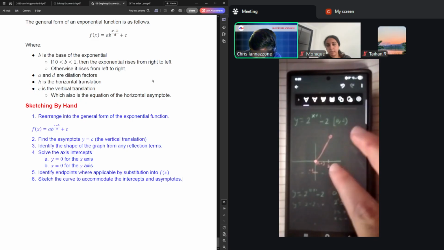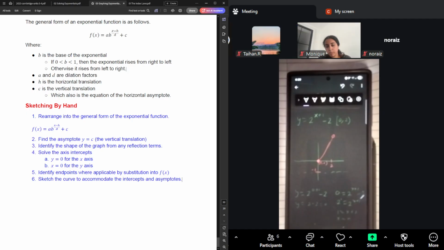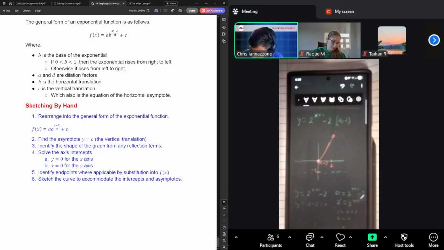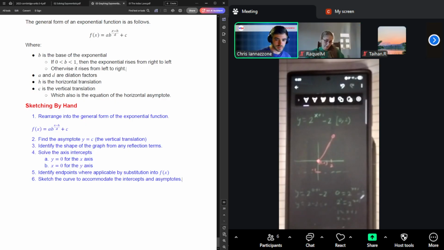Cool. That was obviously one of the simpler ones. We did kind of look at a decent amount, which was getting your head around the reflection terms in conjunction with the base, as well as the vertical translation, which will set your asymptote. After that, everything else kind of just becomes x equals 0, y equals 0.